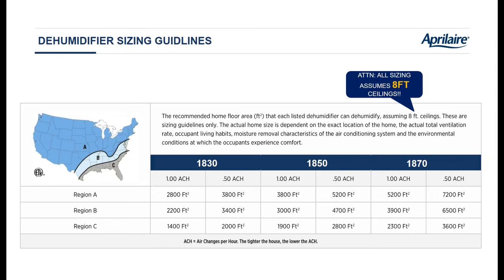A big mistake that contractors make is not thinking about the ceiling height. It's not uncommon to have a home with 10-foot, 12-foot, or maybe some cathedral ceilings. That's volume. That's space that has air in it, air that has moisture in it. So you have to consider that.